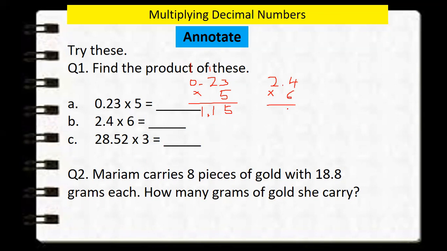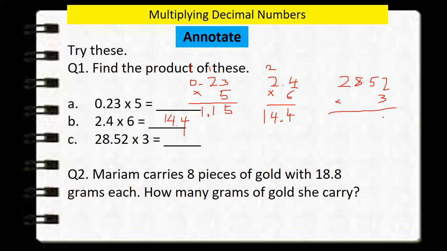So 6 times 4 is 24. Carry 2. 6 times 2 is 12. Plus 2 is 14. Now how many decimal places? 1. So the answer is 14.4. Okay? Now let's do letter C. What is the answer of letter C? 28.52 times 3.